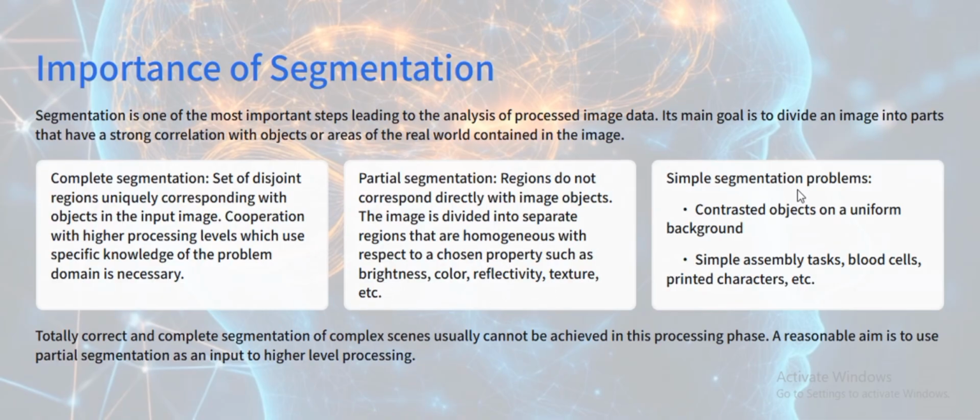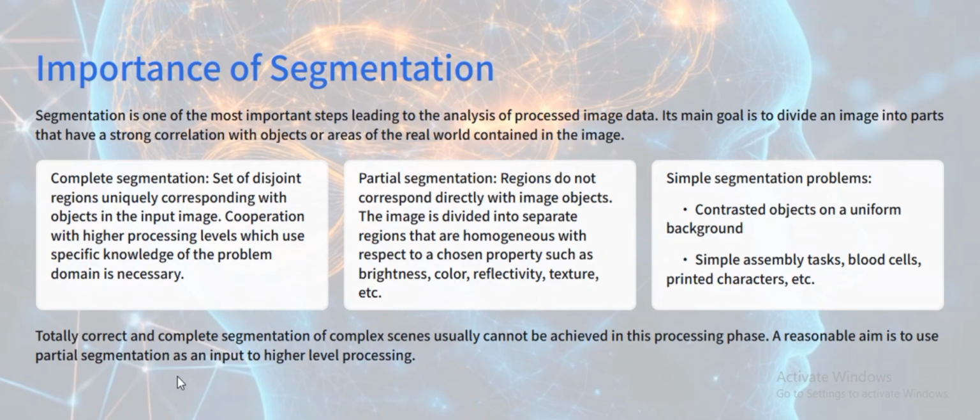So what is the use of simple segmentation? The contrasted objects on a uniform background. That is, we use simple segmentation where we divide based on the contrast, based on the blurred image. That is, we divide based on the properties of blur or the properties of contrast. None of the other properties are considered. Okay, can you understand? So this is called simple segmentation. Some examples where we use simple segmentation are assembly tasks, blood cell segmentation, and printed characters. Now we are going to discuss all these things in a detailed manner.